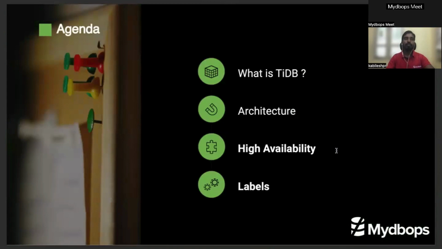So this is today's agenda. First we'll see what TiDB is and what it brings to the table, and we'll discuss a small bit about the architecture. This is not mainly about architecture; this is mainly dependent upon the high availability of data, so we'll discuss more on the high availability part. And finally, we'll discuss the latest labels, that is, the placement of the data.